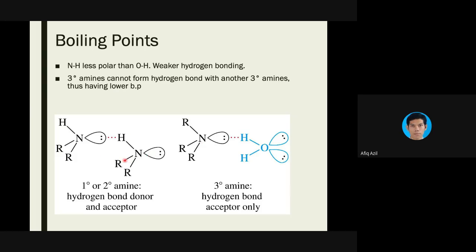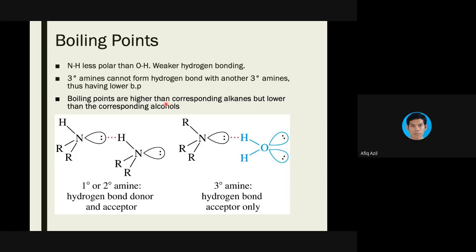So if you look here, you have N, H. This is the lone pair. The lone pair can form a hydrogen bond with another hydrogen. But for tertiary amines, a hydrogen bond can only be formed from this lone pair with molecules of water. That means it is a hydrogen bond acceptor only. While primary and secondary amines are both hydrogen bond donors and hydrogen bond acceptors.